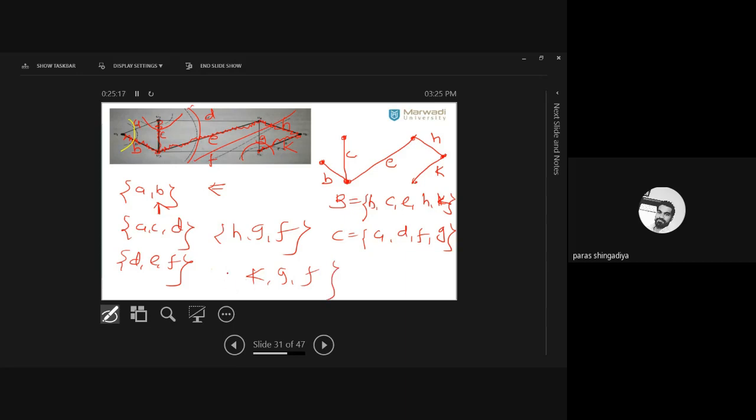KGF. K is the only branch, and G and F are known as chords. So this way we can predict the fundamental cut set. Clear? If I change the spanning tree, if I consider another graph in place of that, then all this data will be modified. All the answers will be changed. Clear? All the answers will be changed.